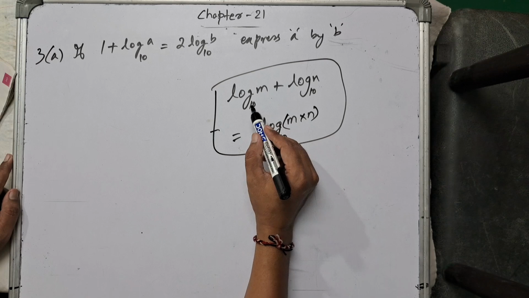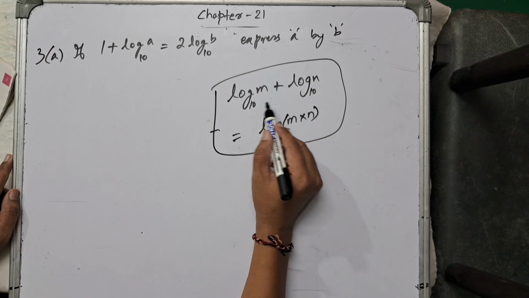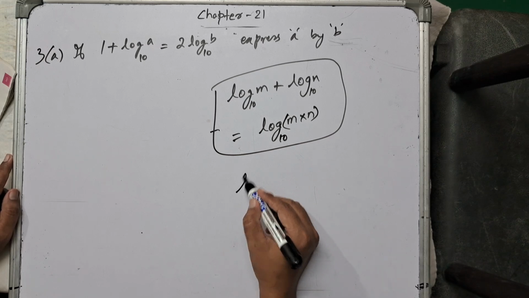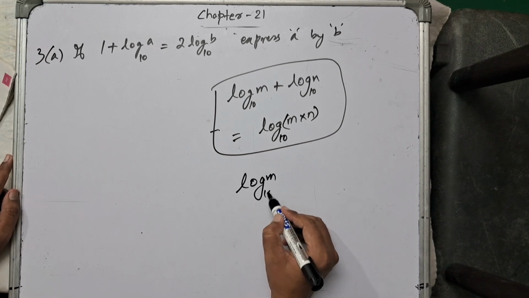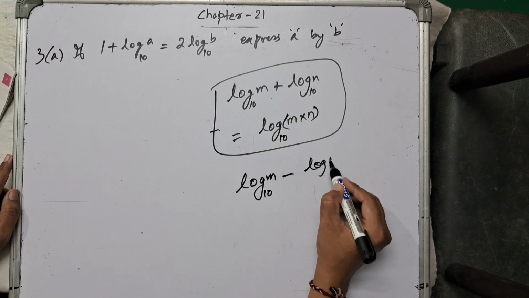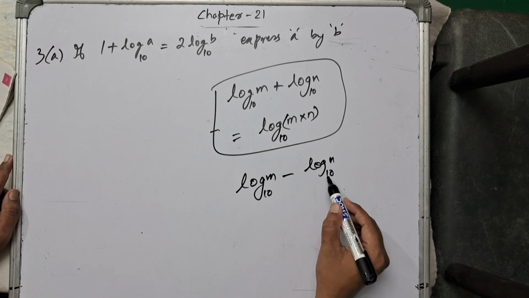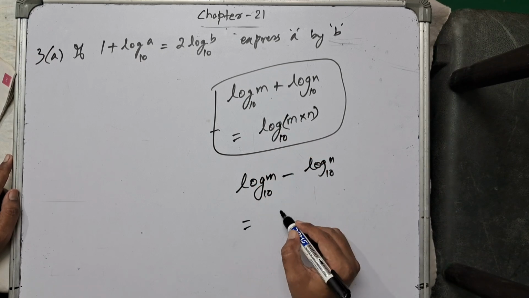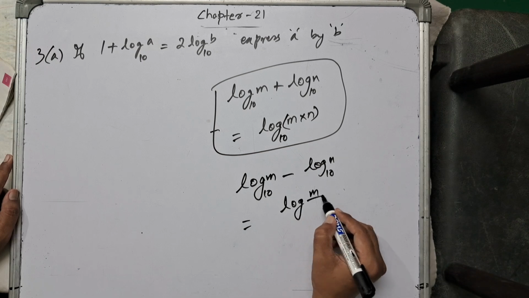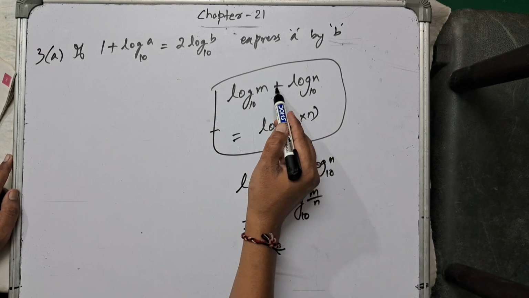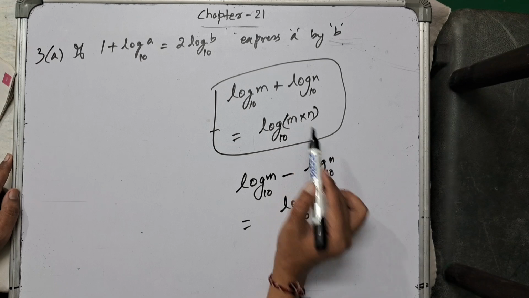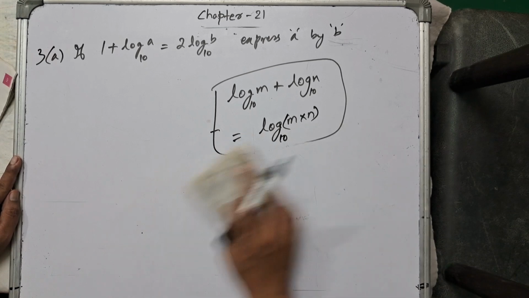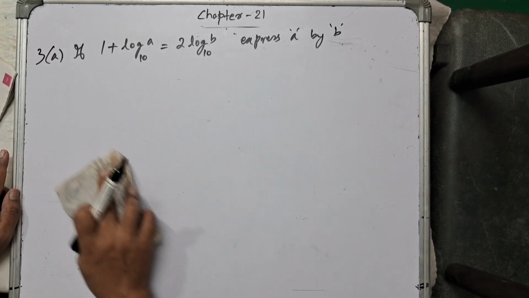If we have plus between two logarithms of same base, then we can multiply like this and the base will remain as it is. Okay, but if we have log m to the base 10 minus log n to the base 10, bases must be equal and there is a minus sign opposite to plus. Okay, then we write this as log m upon n to the base 10. If we have plus sign, we write multiplication sign here. If we have minus sign, we write division sign here, m upon n.